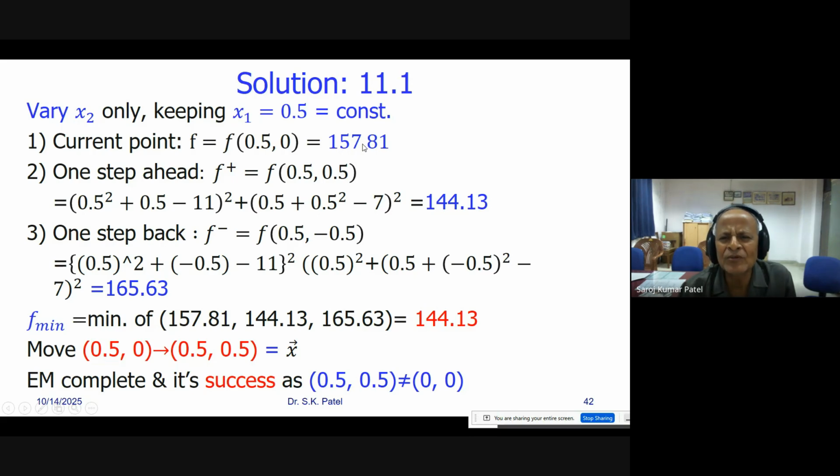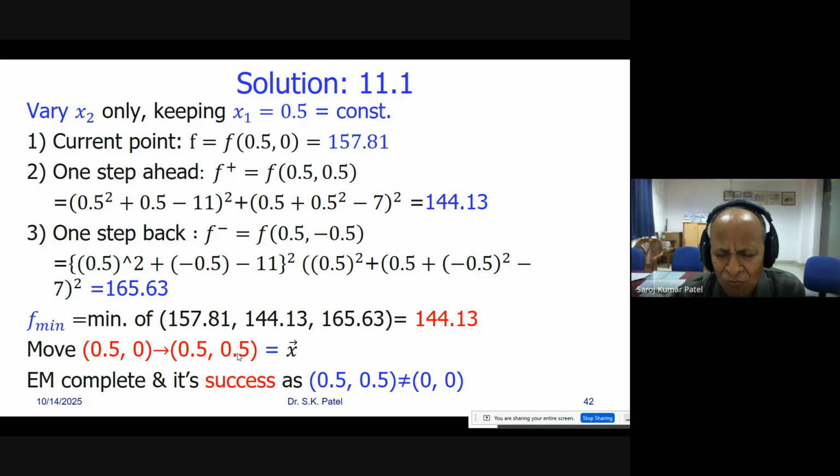We get value 157.81 at the current point, 144.13 at the ahead point, one step ahead, and 165.63 one step back. Comparing these three values, the minimum value is 144.13. That occurs at 0.5, 0.5. So we have to move to this point. So from 0.5, 0, we move to 0.5, 0.5. So we have searched now in x1 direction, also in x2 direction. With this, the exploratory move is over.